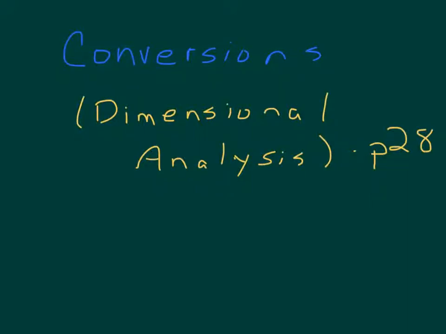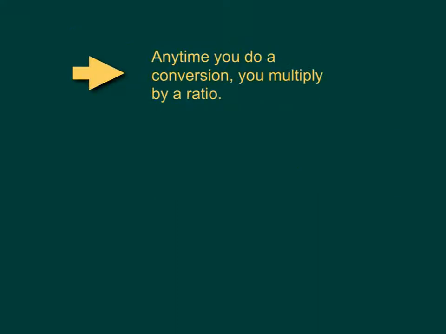We're going to talk about conversions today. Now in your textbook, conversions also has a section entitled Dimensional Analysis. These are synonymous terms, and you can find that section on page 28 in your textbook as we talk about conversions. You're going to hear me say this 1,000 times throughout the course of the year, but anytime you do a conversion, you multiply by a ratio.